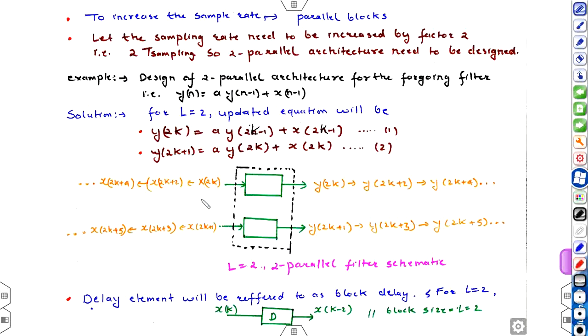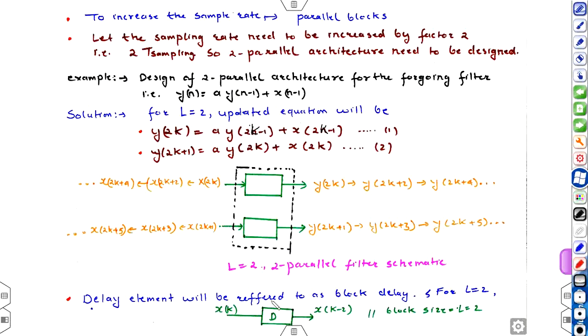Okay, so from this point you can clearly visualize this. If x of 2k plus 4 is the present sample, the previous sample would have been x of 2k plus 2. The difference is 2. Okay, and previous to this the sample would have been x of 2k. Same case here, the difference is 2. So for this reason the delay element is considered as block delays. So block size is 2, the difference will be 2. It is x of k, the output will be x of k minus 2, meaning that it had stored the input that came 2 cycles before.